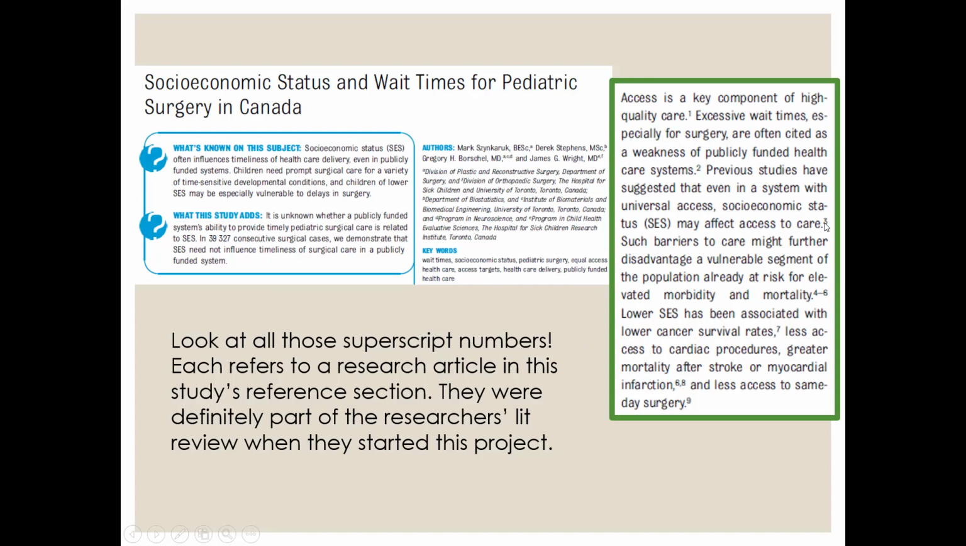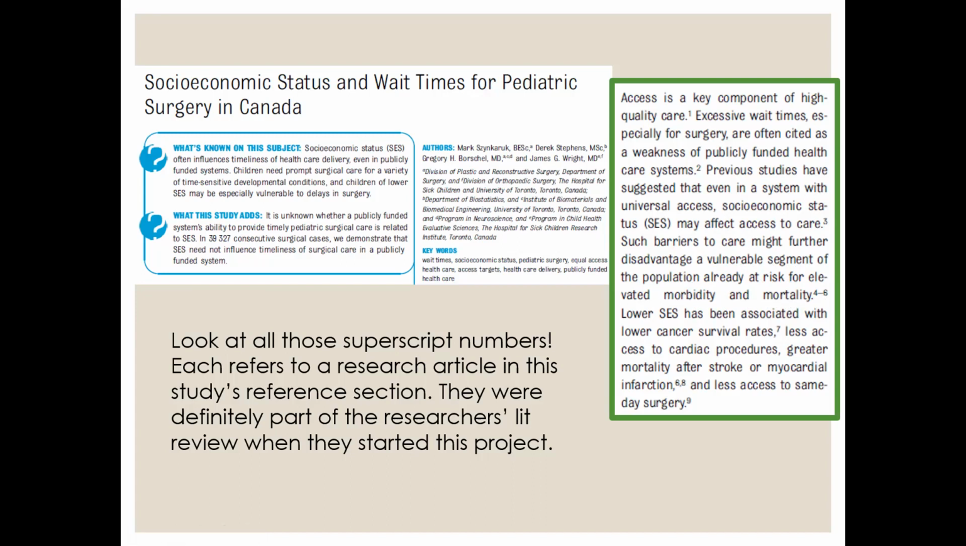Here they cite one study. I would tell you, be a critical research reviewer. If they say previous studies, why is there one? And often I get this when I'm reviewed. You say previous studies, there's one. We can cite many studies that talk about socioeconomic SES differences in access to care. We all know that. Such barriers to care might further disadvantage a vulnerable segment of the population at risk for elevated morbidity and mortality. Here they're citing multiple studies.